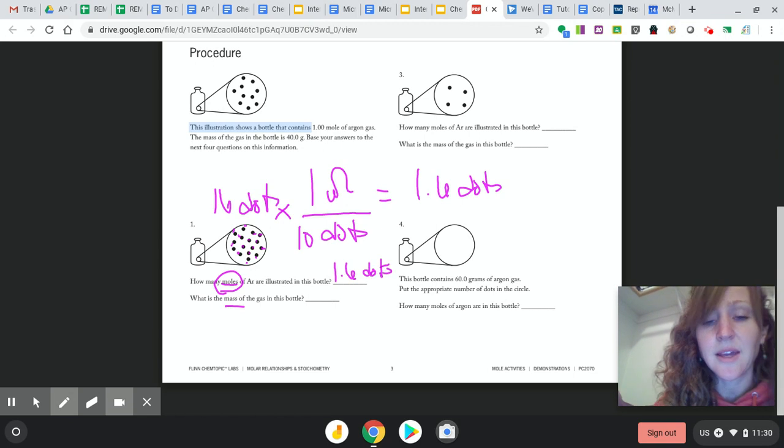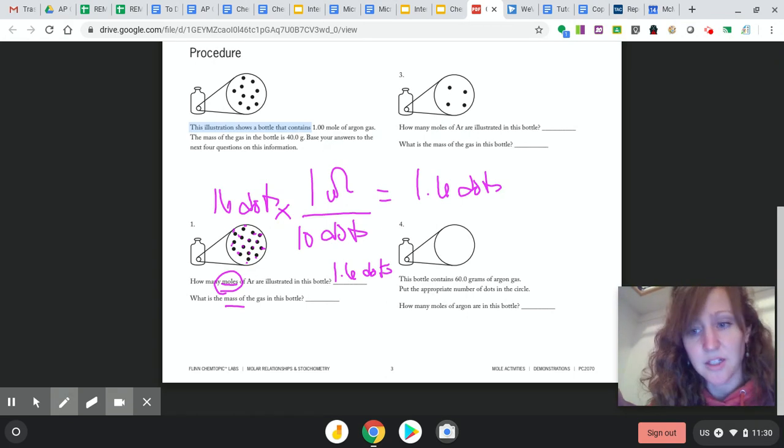Notice that I'm setting this up just for the sake of being really consistent with you guys. I'm setting this up like a conversion factor. Obviously, there are other ways to set this up. You could set this up in a proportion, and I think that's the natural tendency for a lot of you guys.